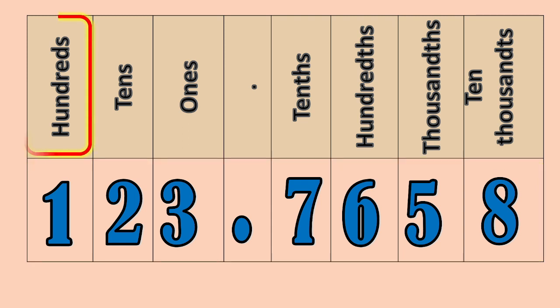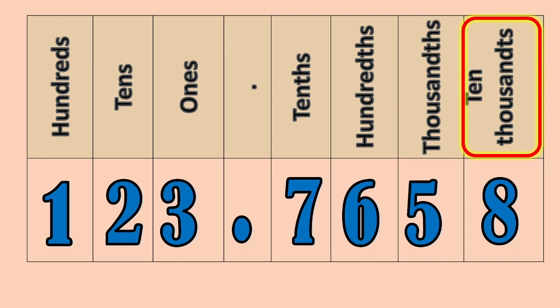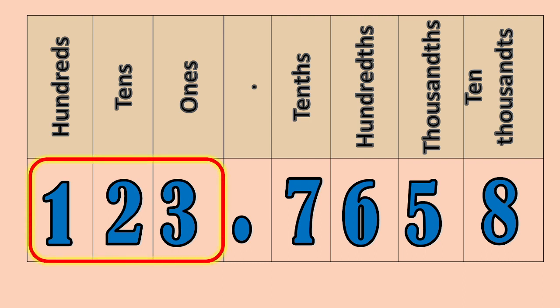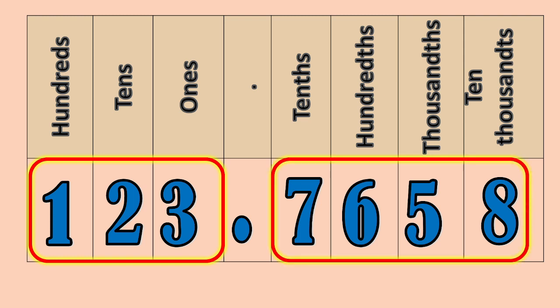The words hundreds, tens, ones, tenths, hundredths, thousandths, and 10,000ths are the place values. The period is the decimal point. This is the whole number, and this is the decimal number.